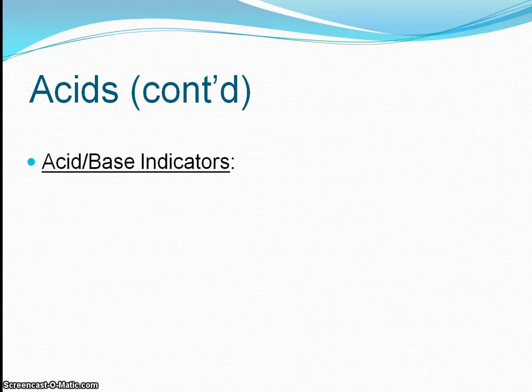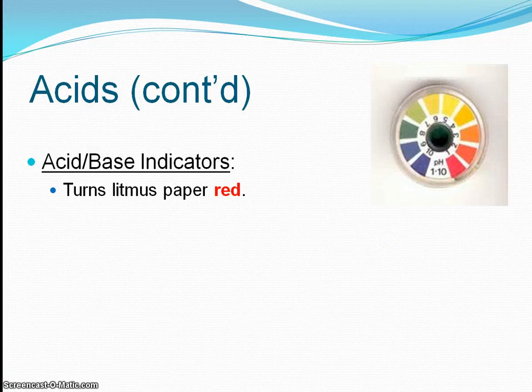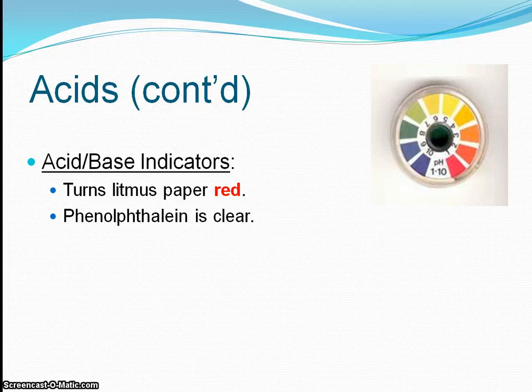An indicator is something that changes color based on pH. So you probably have seen litmus paper before, and we're going to do a lab with this in class. But litmus paper will turn red when you put it into an acid. And there's another common indicator in chemistry called phenolphthalein. It's a really funny looking word. It's got a lot of consonants, but we'll use this in class as well. It's just going to be clear if it's an acid.